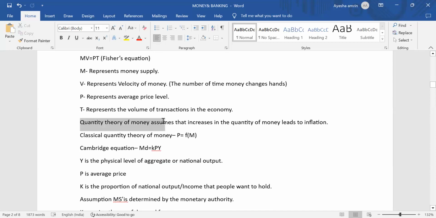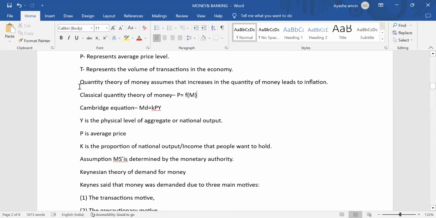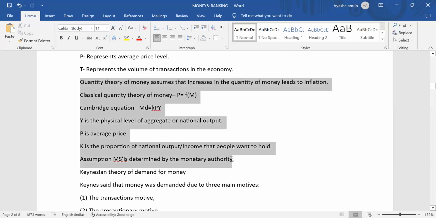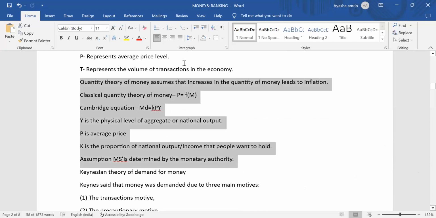Next is the quantitative theory of money. Here it assumes that an increase in the quantity of money leads to inflation. Now, what is inflation? It is the increase in the price level. Remember this. Whenever we talk about inflation, inflation is a situation which leads to an increase in the price level. So the price level plays a very important role in any economy.